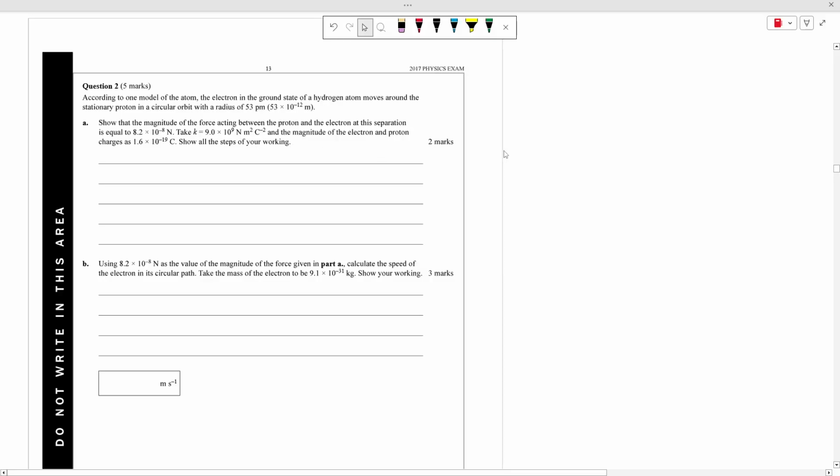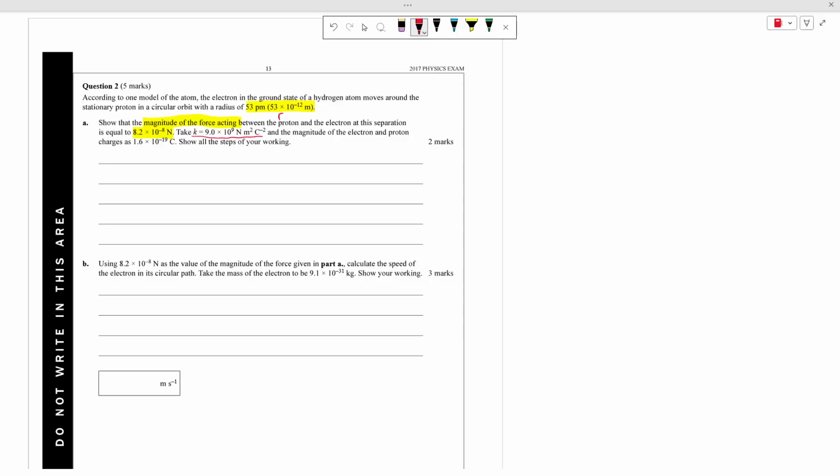So it's 2 marks, so it's not that many steps, I think. So it says show, let's just highlight what we're intending to do here. Show that the magnitude of the force between the proton and electron is this number here. Okay, so what do we know? We know how far they are apart. That's that number there. So that's their separation, R. We've got K.